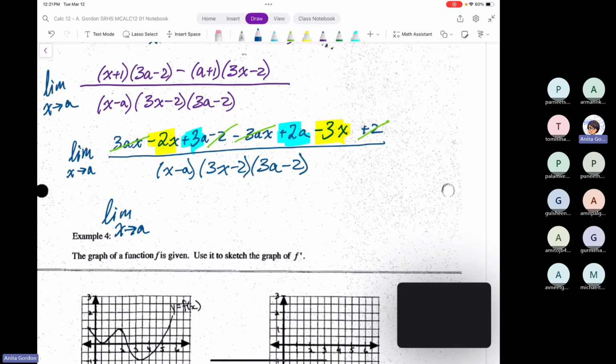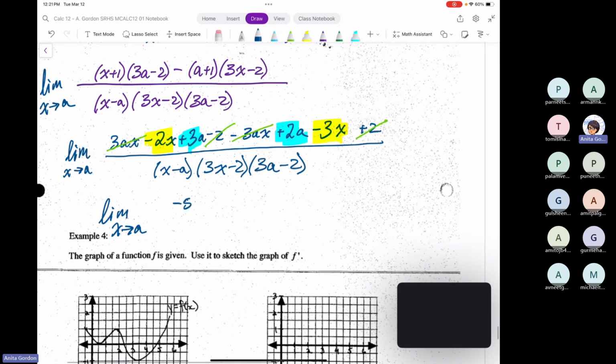Why am I not combining these correctly? Oh, yes, I am. Oh, man, Miss Gordon is really struggling. Okay, I'm going to pull out a -5, and I'm going to have an x minus a in the numerator. Okay. x minus a, 3x minus 2, 3a minus 2. All right, I found my mistakes.